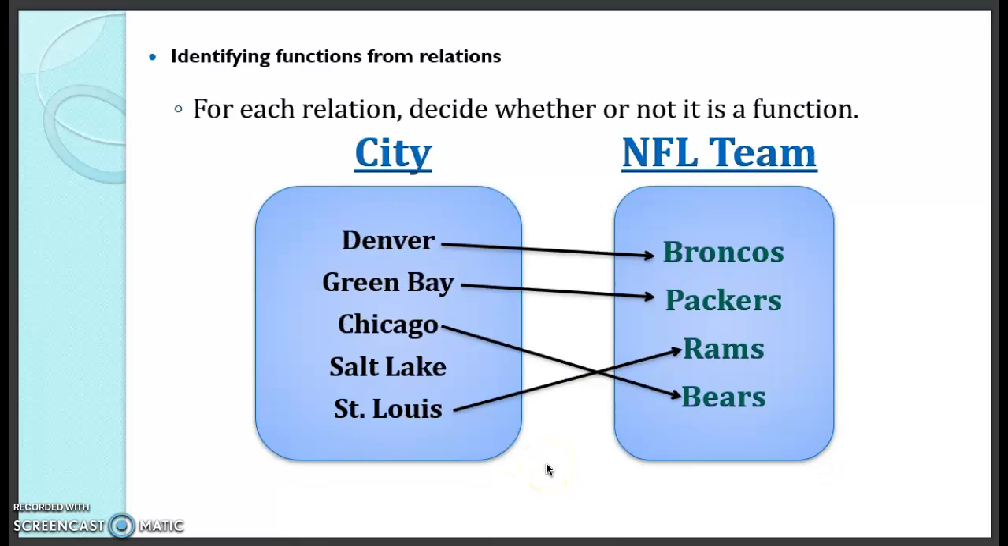So let's take a look at this one. We have the cities, Denver, Green Bay, Chicago, Salt Lake, and St. Louis. And then we have the NFL teams. But if you look, Salt Lake doesn't have an output. Remember the definition. We needed to have exactly one output for every input. Every input has exactly one output. So in this case, it is not a function.